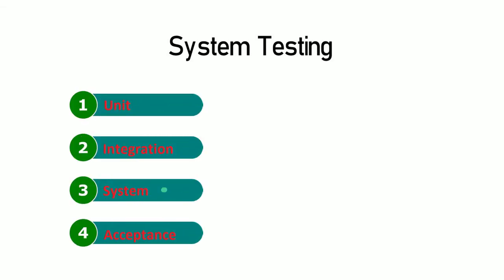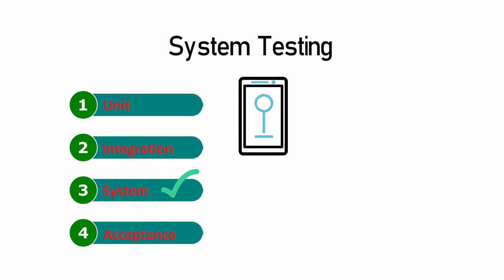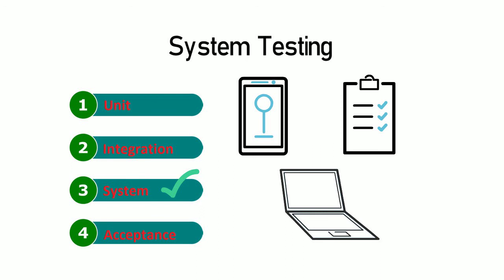Let's move to the next level of testing, system testing. So, system testing is the third level of testing. Here, the complete integrated application is tested as a whole. It aims at checking that the application satisfies its business requirements. It is carried out in an environment that is very similar to the production environment.